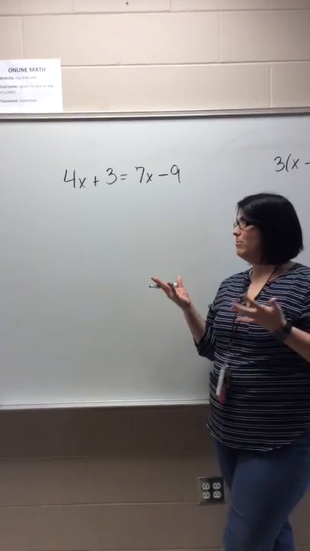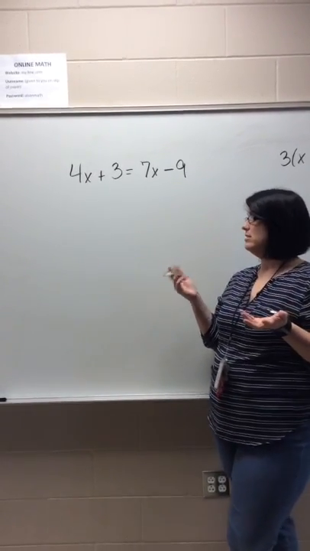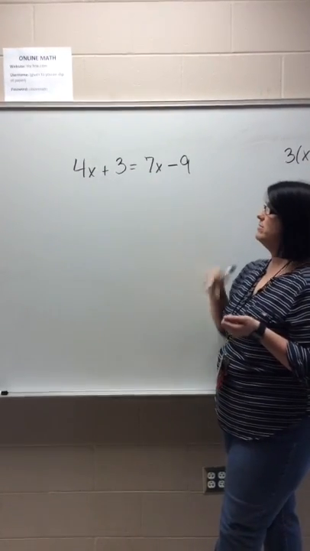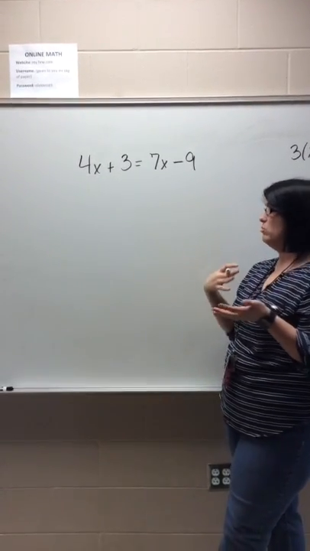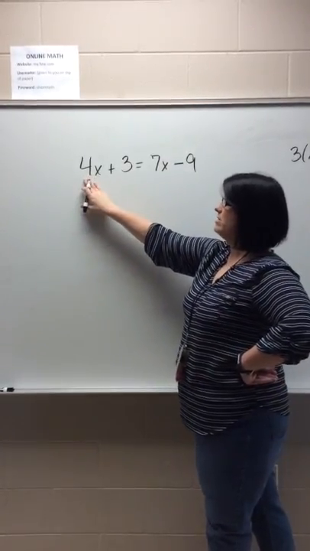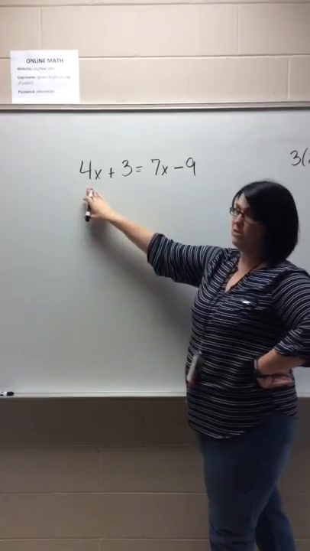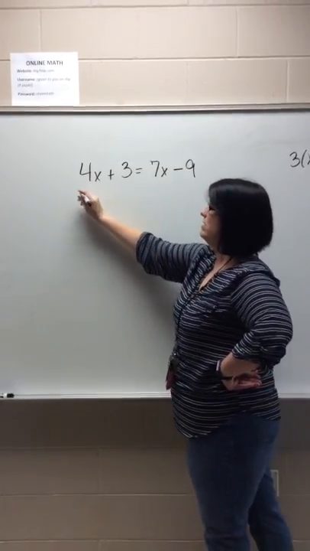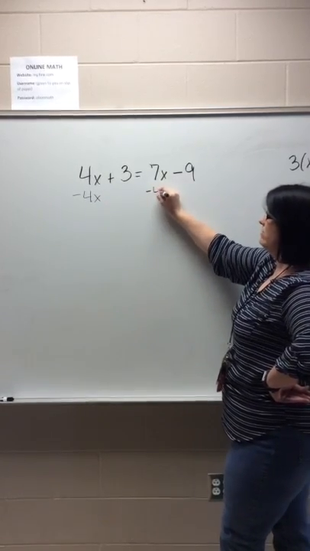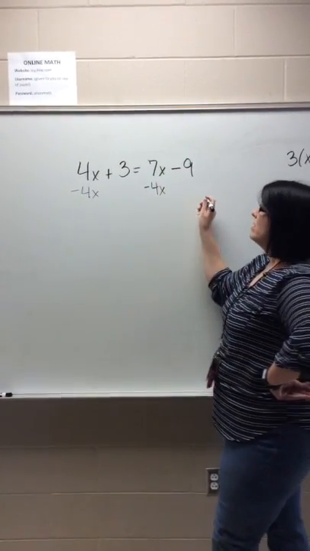All right, so here we have a multi-step equation with x on both sides. And so what we want to do is locate our x's, which is positive 4 and positive 7, and move our x just to one side of the equal sign. So I'm going to choose 4, and because the 4 is positive, I have to do the inverse operation, which is negative. So I would do negative 4x underneath that, and a negative 4x to the other side.